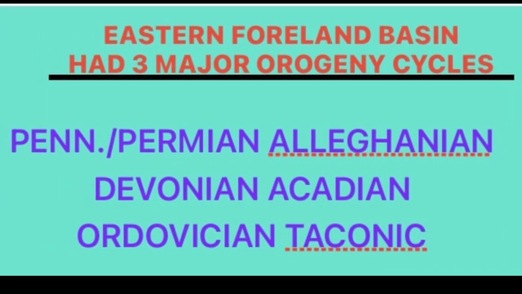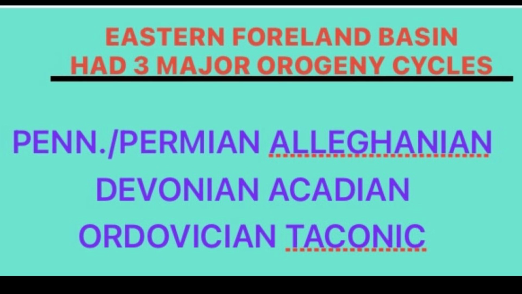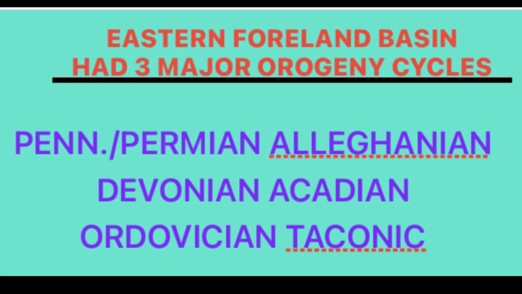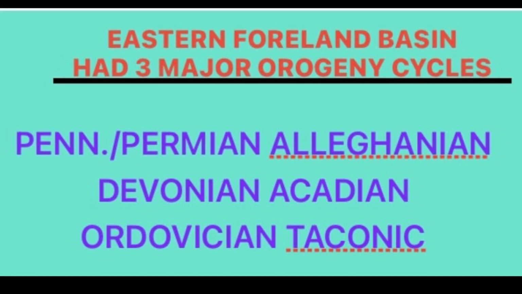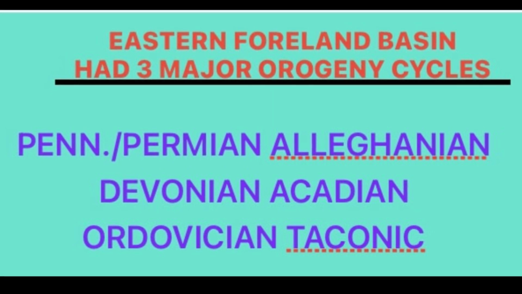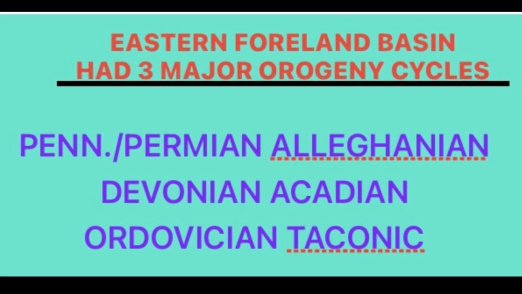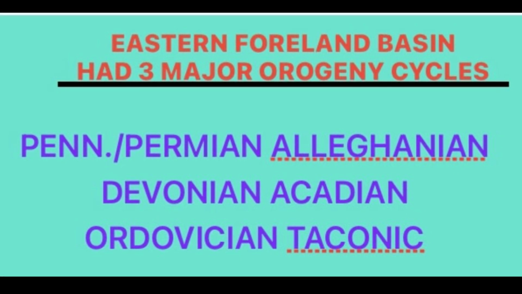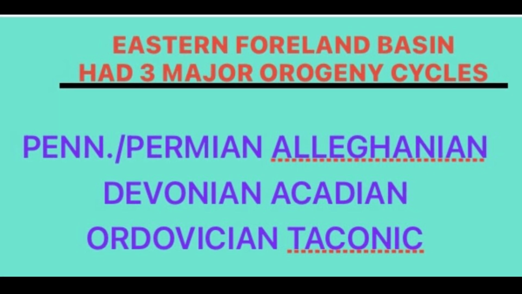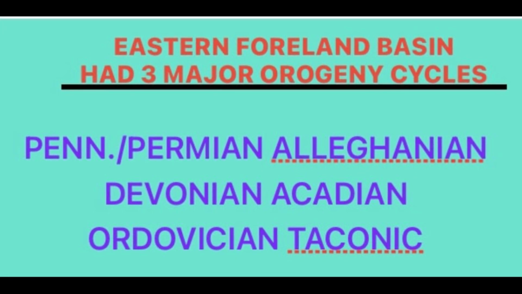The interesting thing about all this is that the Eastern Foreland Basin actually had 3 major orogeny cycles. It all began with the Ordovician Taconic orogeny about 470 million years ago. Then came the Devonian time period Acadian orogeny, and that was succeeded by the Pennsylvanian and Permian time Alleghanian orogeny, when ancient Africa finally crashed into ancient North America and the supercontinent Pangaea was born.